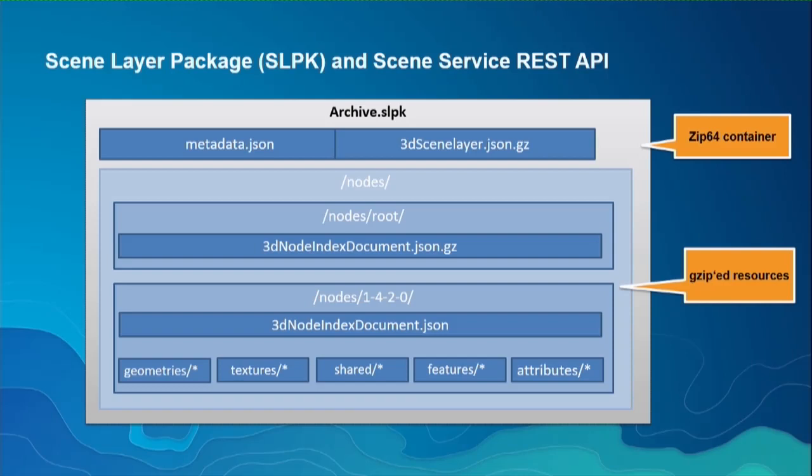Only then, when it's about to render that geometry, can it actually extract it. Currently, we allow storing it as a gzip, the individual resource, not the whole archive. Then at that point, it can extract it out.